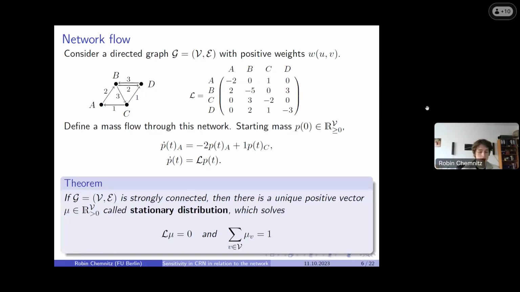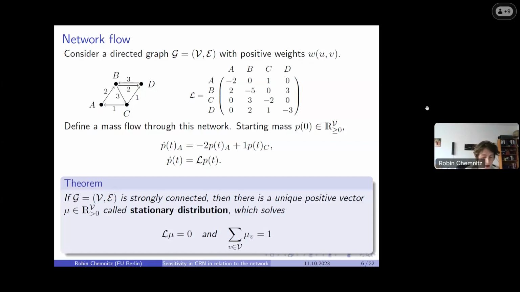And this is 100-year-old mathematics. There's nothing fancy here. If G is strongly connected, so from any node you can reach any other node, then there's a unique positive vector called the stationary distribution. This stationary distribution or equilibrium I will always denote with a mu. And this is an equilibrium of this dynamical system, and it sums to 1.